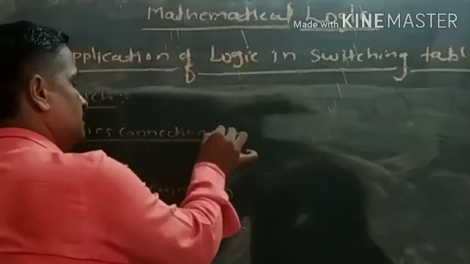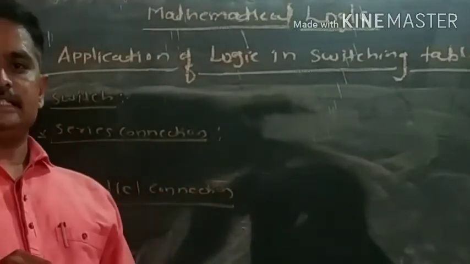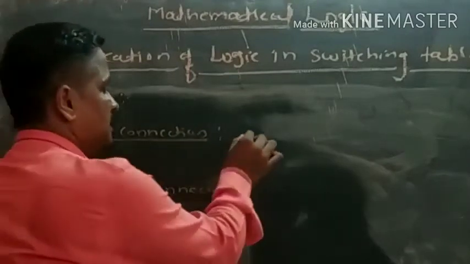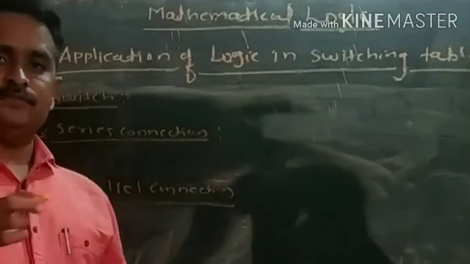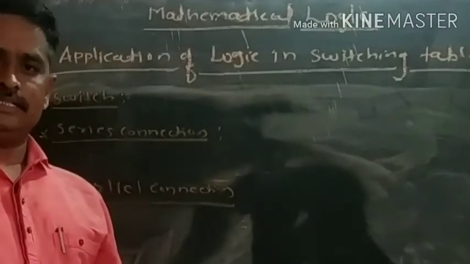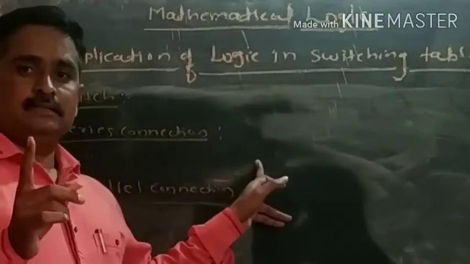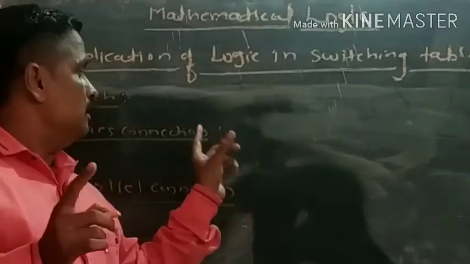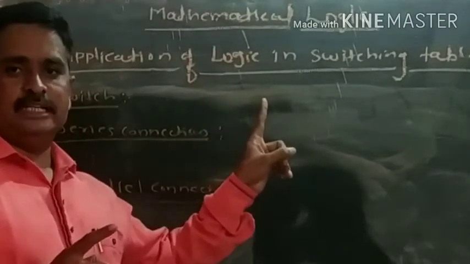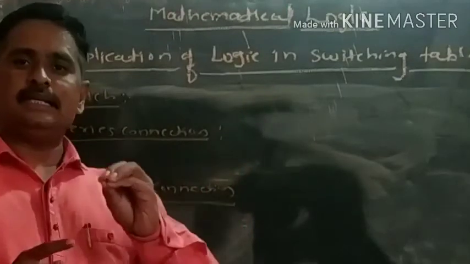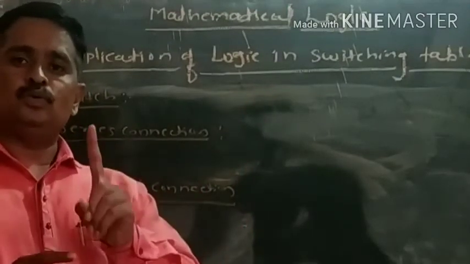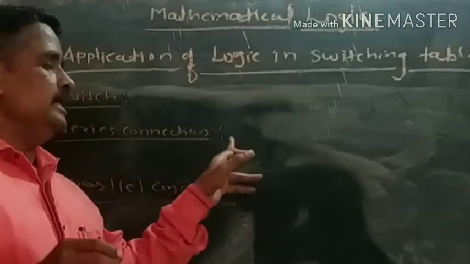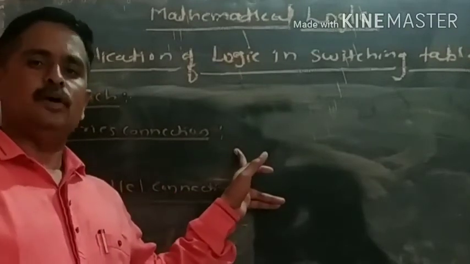In the case of series connection, two switches are connected in series. That means if we consider P as switch S1 and Q as switch S2, always write P as S1 and Q as S2 to construct a switching table or a circuit diagram of a given logical statement. The negation of that is denoted by a dash, that means the complement of that.